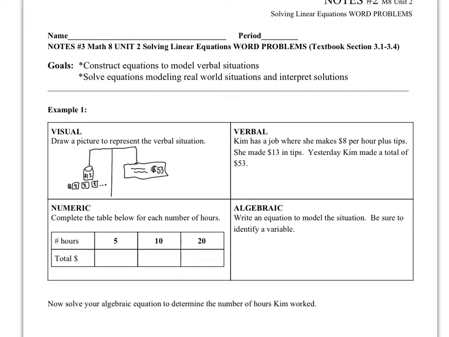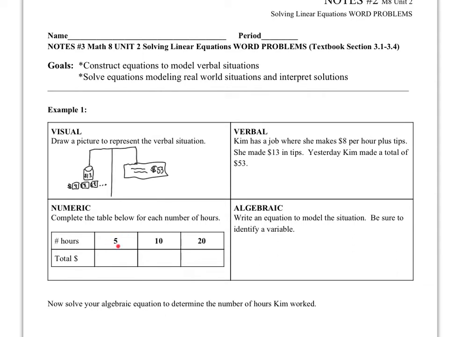I should have dollar symbols. I should have zoomed in a little bit more. So I've got my tip jar with $13. I have an unknown number of hours, but $8 per hour. And I need to get it to equal 53, and that's represented by the fact that my scale is balanced. So then I can complete the table below for each number of hours.